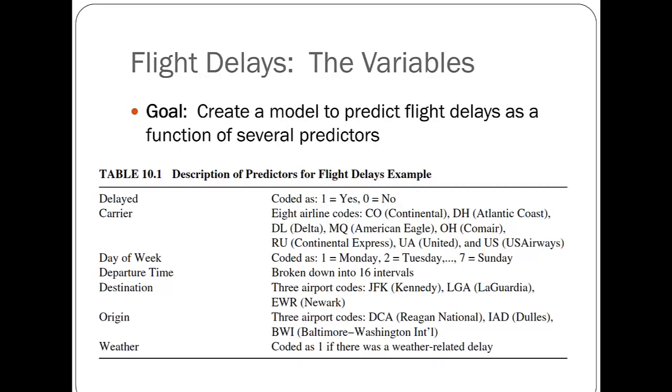We're going to end this video by setting up another example. This is in section 10.4 in the textbook, and I'm going to step through this quickly, and then in the next video we're actually going to jump out and run through all of these calculations. So we want to predict flight delays, and we have a bunch of data that tells us whether a flight is delayed, first of all, the carrier, the day of the week, departure time, the destination, the origin, and the weather. So we want to use all these variables to predict whether a flight is delayed or not.